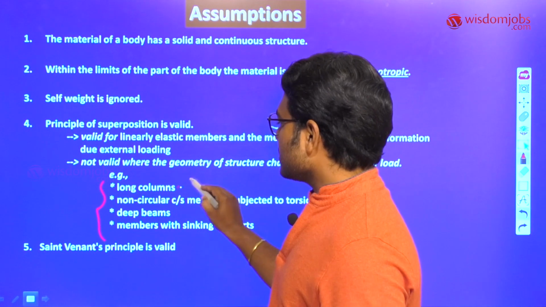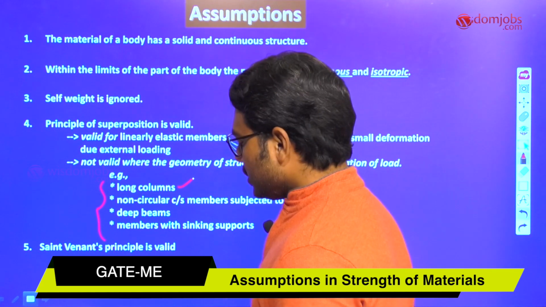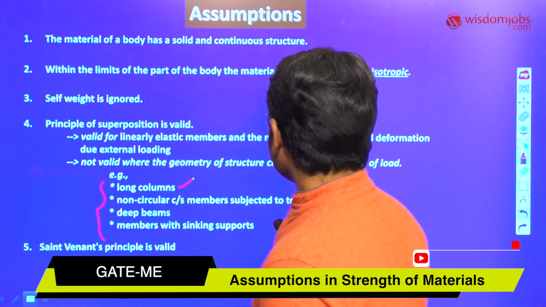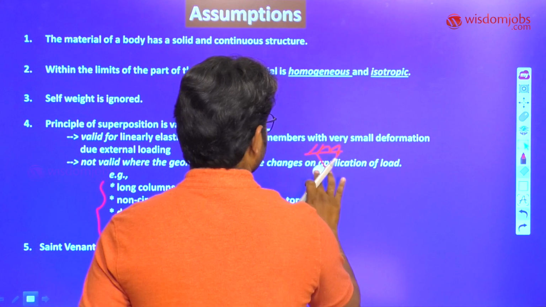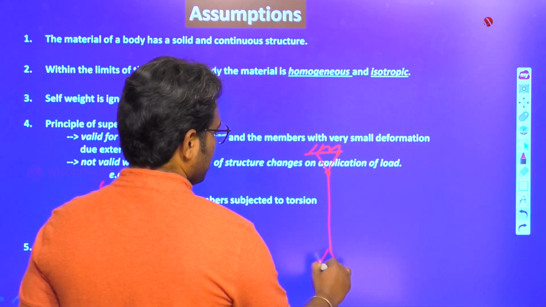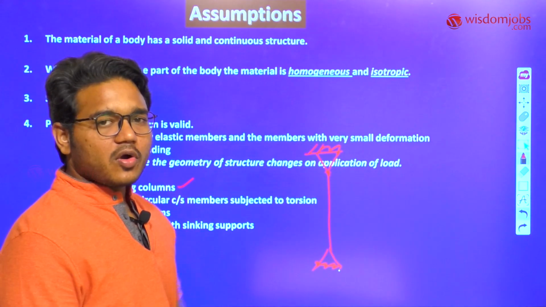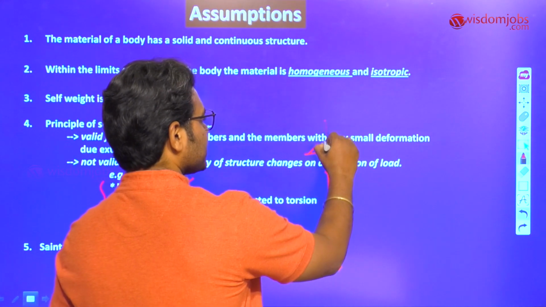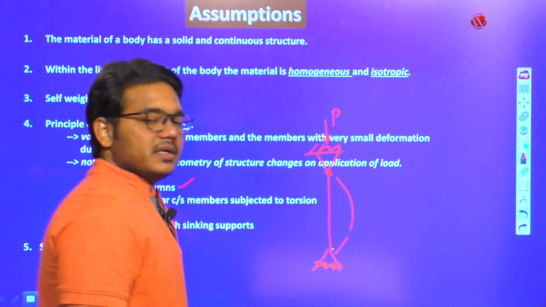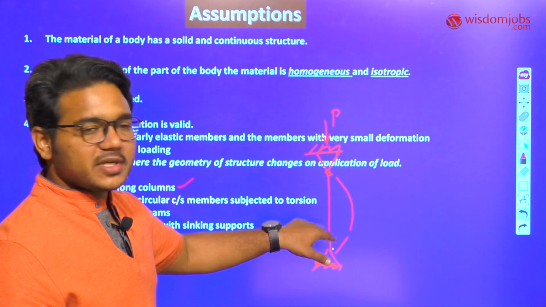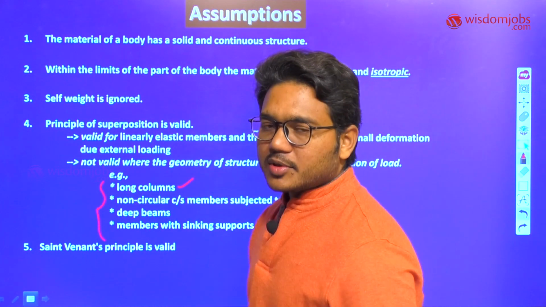That is, the principle of superposition is not valid in cases like long columns. So what happens in long columns? Long columns tend to buckle. If I draw a long column like this, which type of long column is it? This arrangement is a hinged or pinned long column. Upon application of load it tends to buckle, that is, lateral displacement will be there. Because of this geometry change, it does not pertain to this particular assumption.